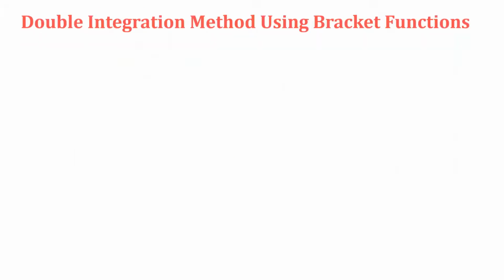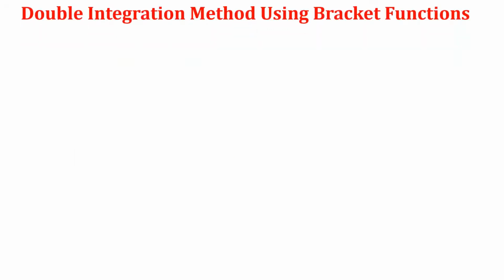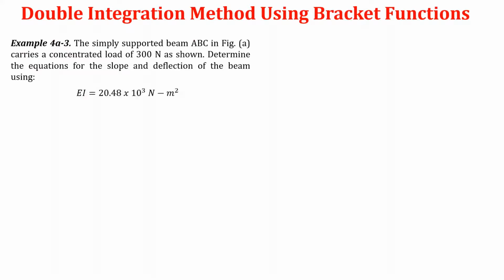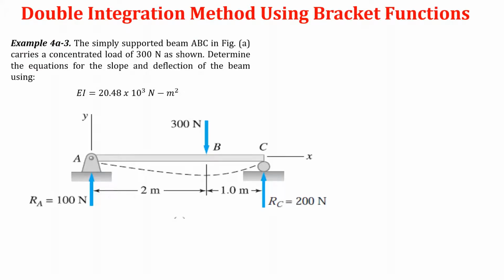So, I will just summarize. Okay, let's answer this example. The simply supported beam ABC in figure A carries a concentrated load of 300 Newton as shown.